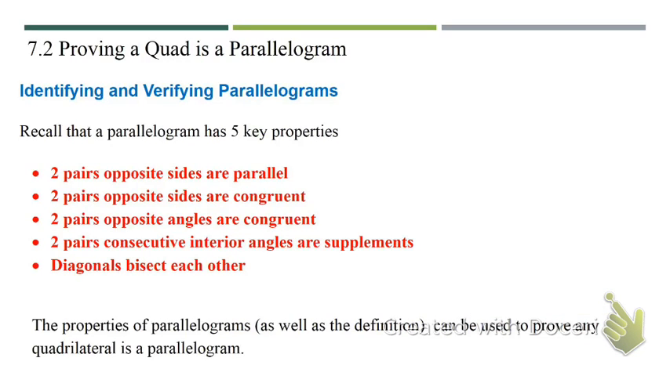So, what are the 5 key properties of parallelograms? 2 pairs of opposite sides parallel, 2 pairs of opposite sides congruent, 2 pairs of opposite angles congruent. We also learned that the 2 consecutive interior angles are supplements and that the diagonals bisect each other. So if we look at these key properties and we could show that these are true, then we can use those to actually prove that something that we don't know is a parallelogram actually is a parallelogram.